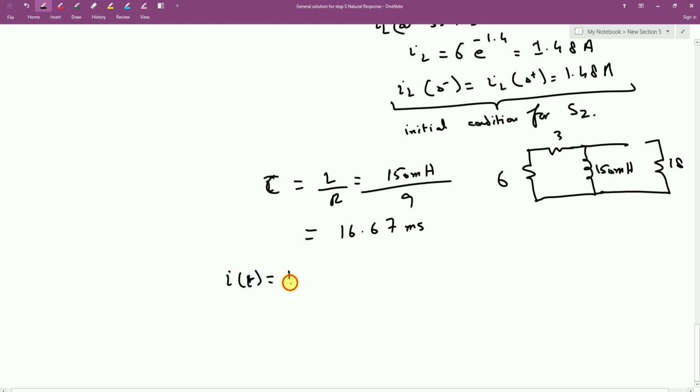So using this information we have, the current i(t) should be equal to 1.48 e raised to the power minus 60 into (t minus 0.035) ampere, and this is for time t greater than or equal to 0.035 second. So the exponential function is shifted to the right by 35 millisecond, and this is what I have written here. So this shows that there is a shift in the exponential current by 35 millisecond.